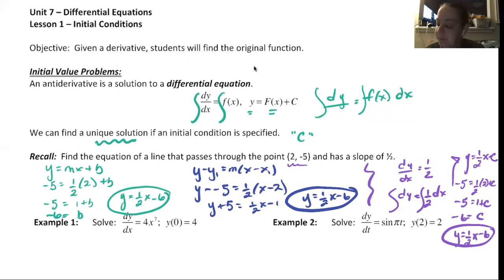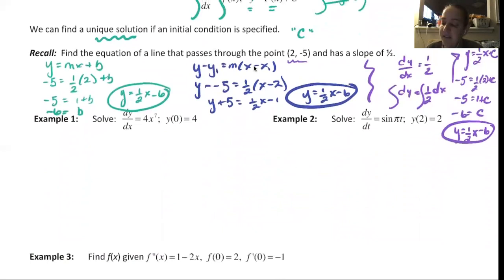So example 1. Let's see what this looks like. I've given you a differential equation, dy/dx equals 4x to the 7th, and y of 0 equals 4. So just remember, y of 0 equals 4 is really f of 0 equals 4. It's really f of x on the left. So this is just function notation for an ordered pair, (0, 4). That's all it is. So if I come over here with my dy/dx is equal to 4x to the 7th, we're going to separate those variables. So we multiply both sides by dx.